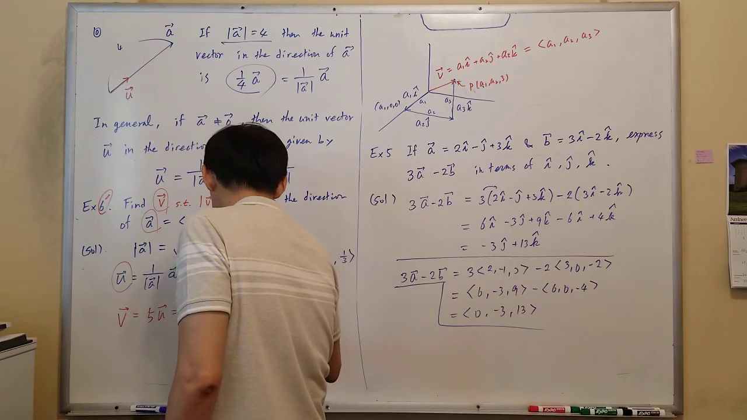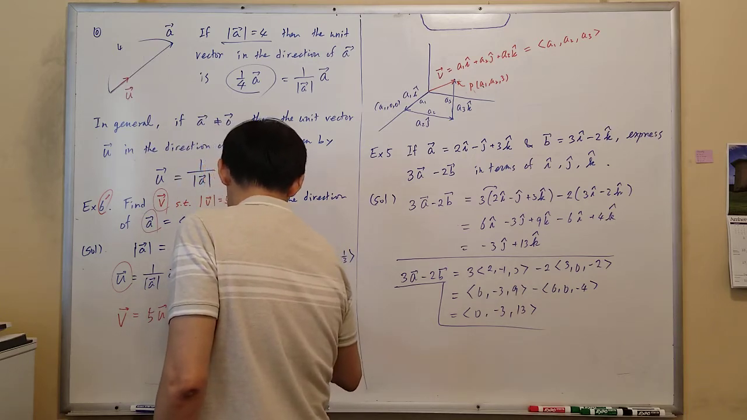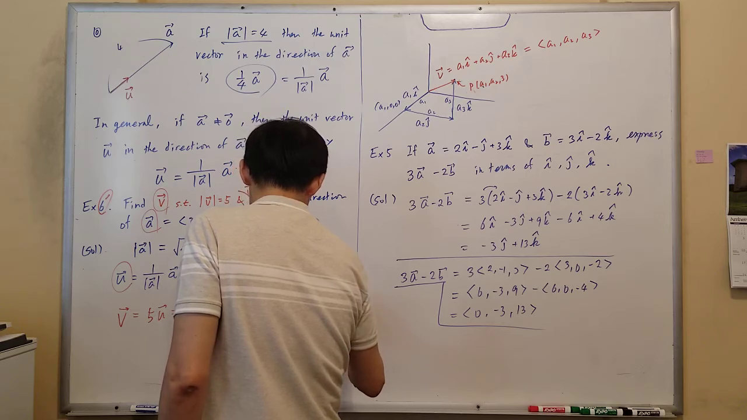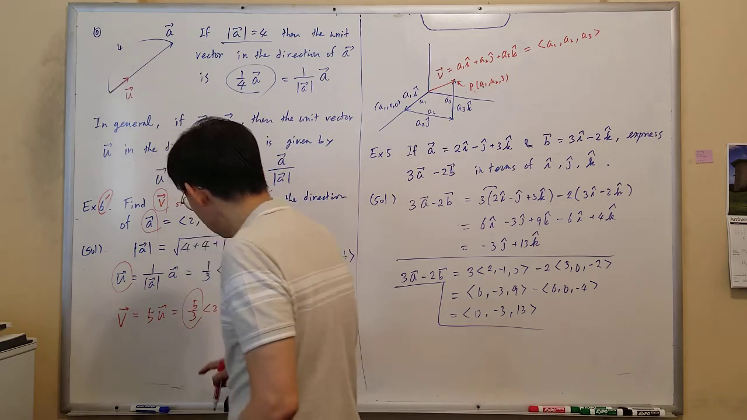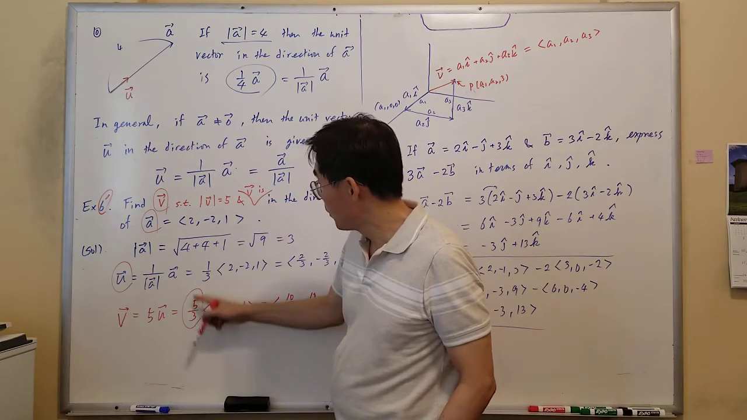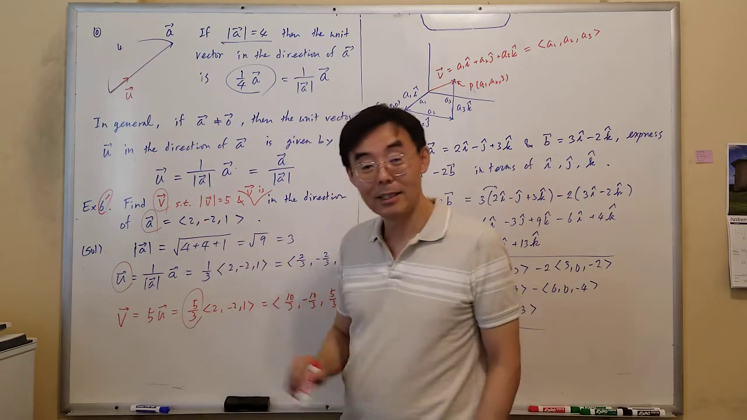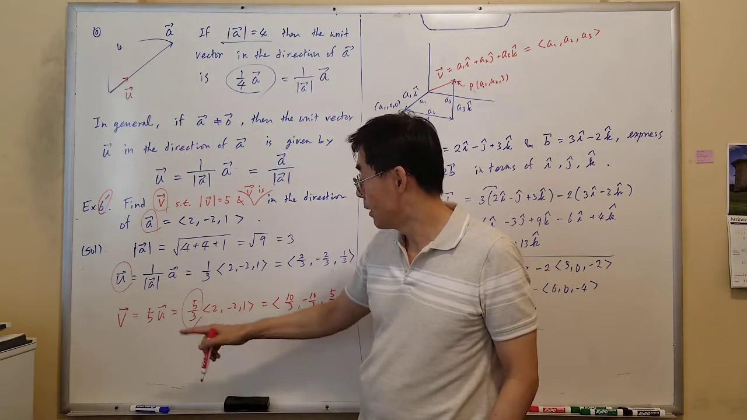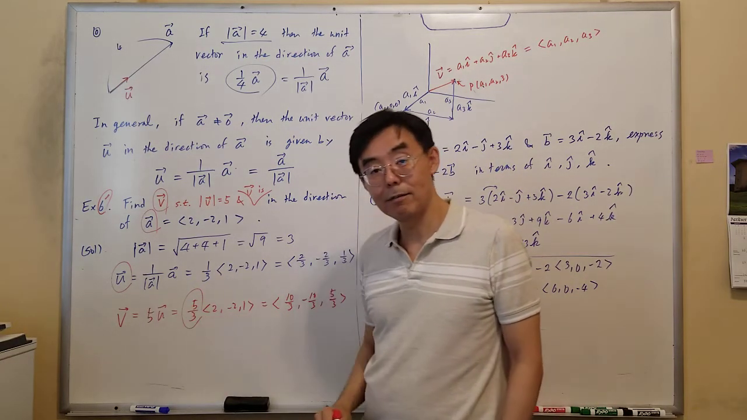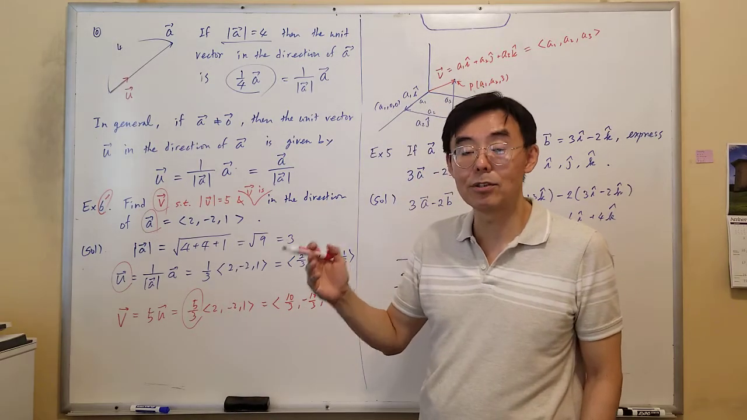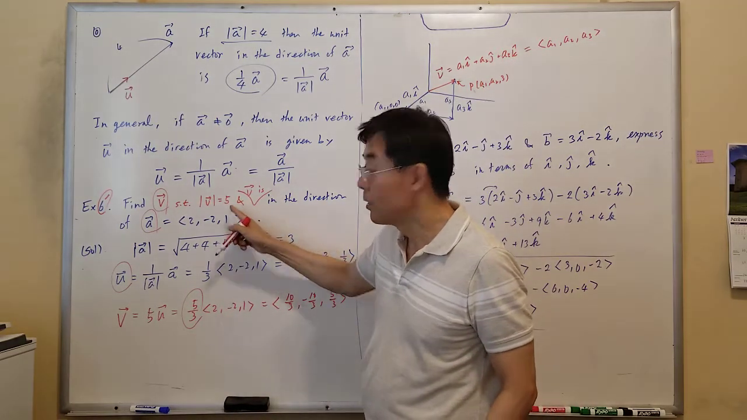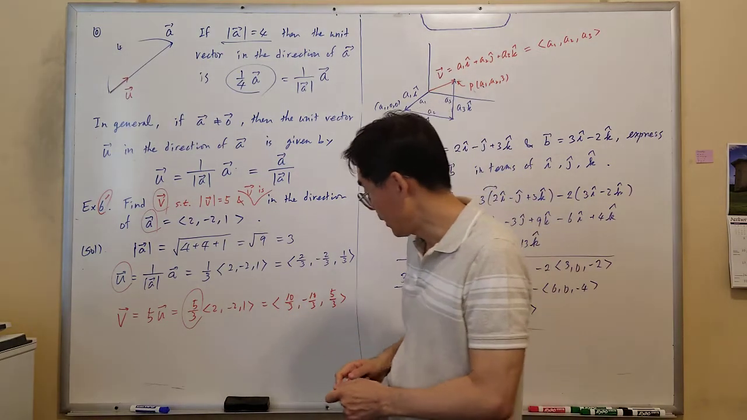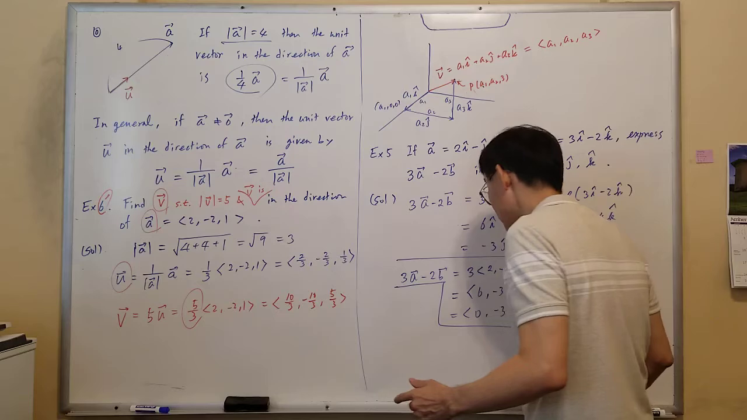Alright? Or (10/3, -10/3, 5/3). See? This is the key: 5 over the original length of A, 3. Okay? The original magnitude of A is 3. Our magnitude of the new vector is 5. And you're going to get the same direction vector with the desired magnitude. Okay? So you could think about slightly different things here.